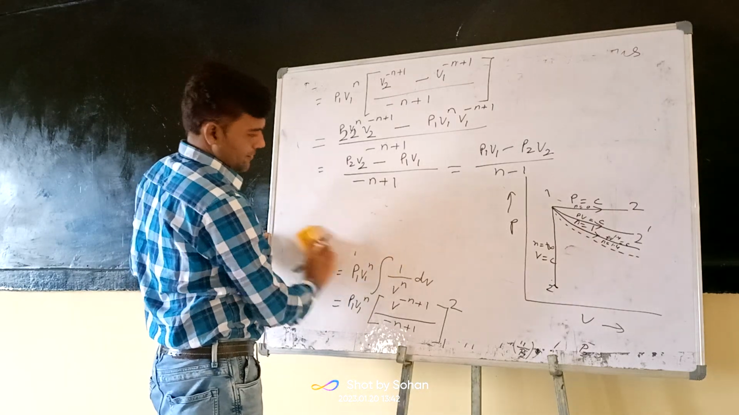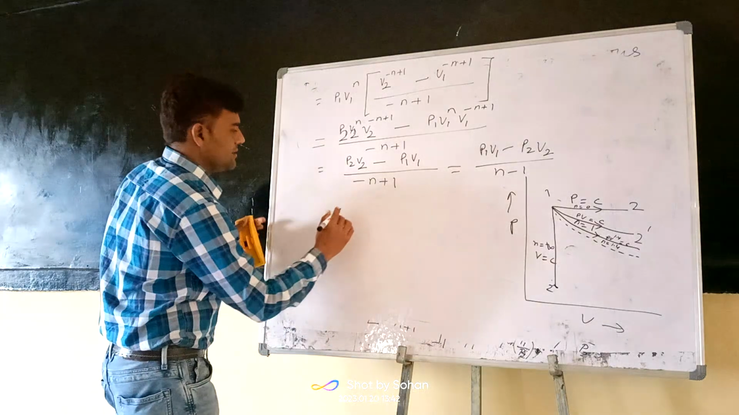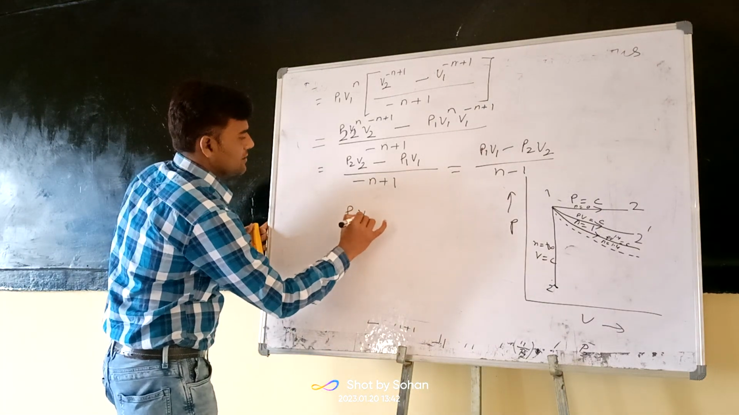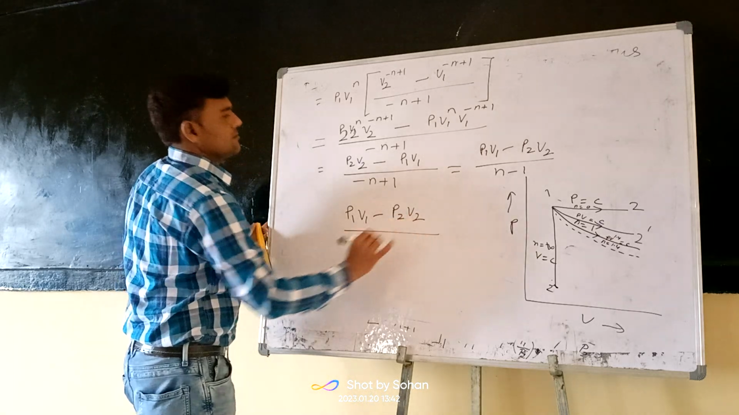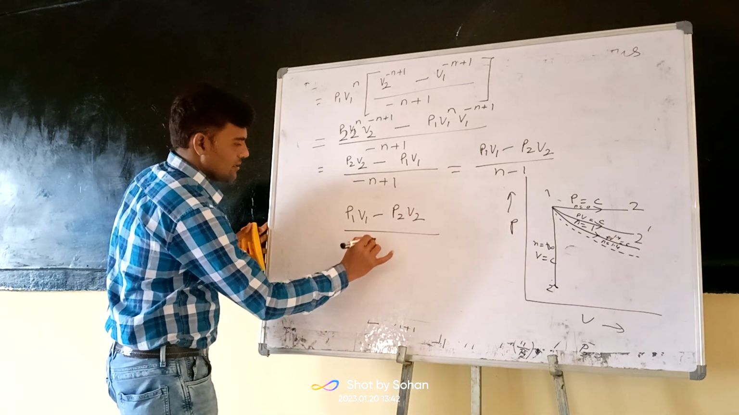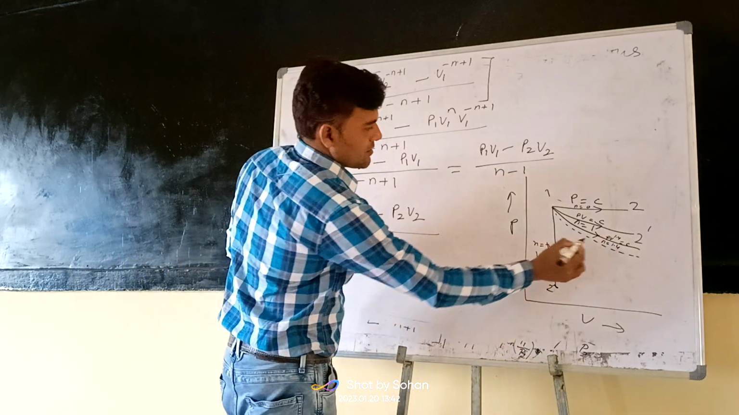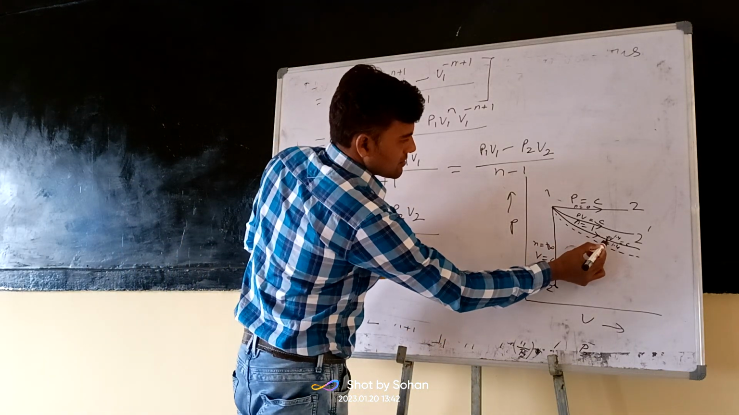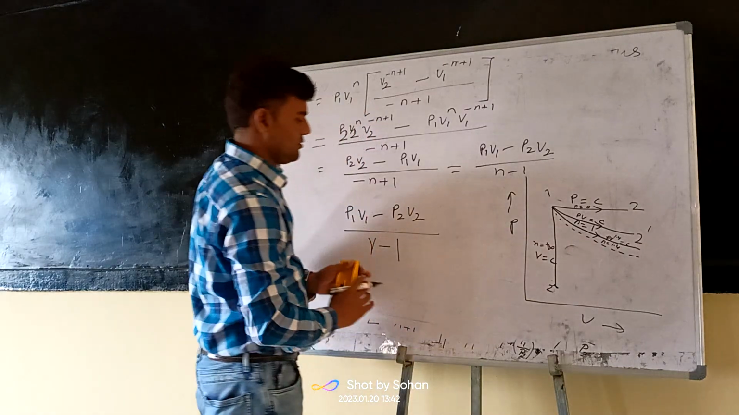Similarly, for the reversible adiabatic process, the work done will be P1 V1 minus P2 V2 divided by gamma minus 1, with n equal to gamma, and the value is 1.4.